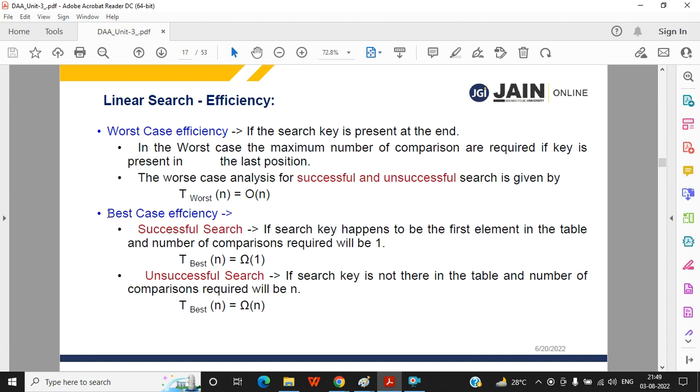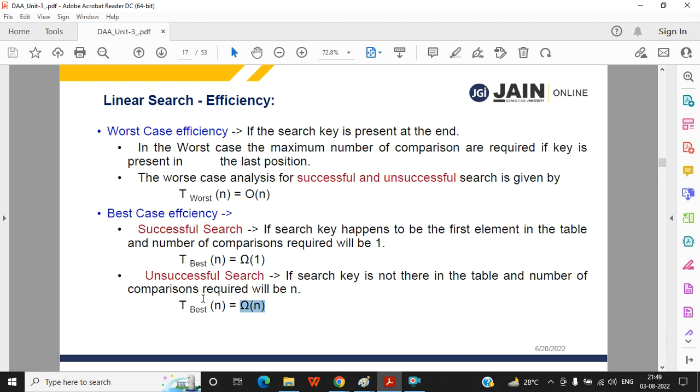So they are saying that best case efficiency for unsuccessful search means to know the minimum amount of time. Best case means the minimum amount of time. So what is the minimum amount of time this algorithm will take to declare that the search is unsuccessful? That is big O of n. After you go for n times, you will understand that, and that is the minimum amount of time you require to know that the search is unsuccessful. That's why they are saying best case for unsuccessful search.